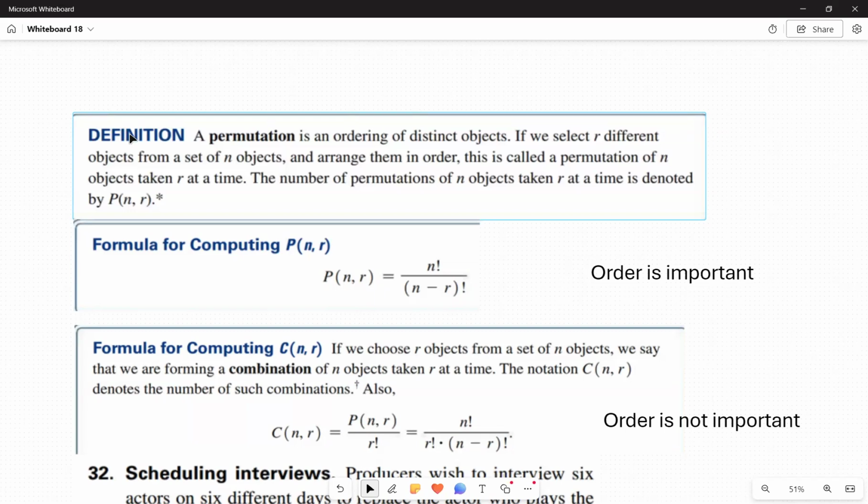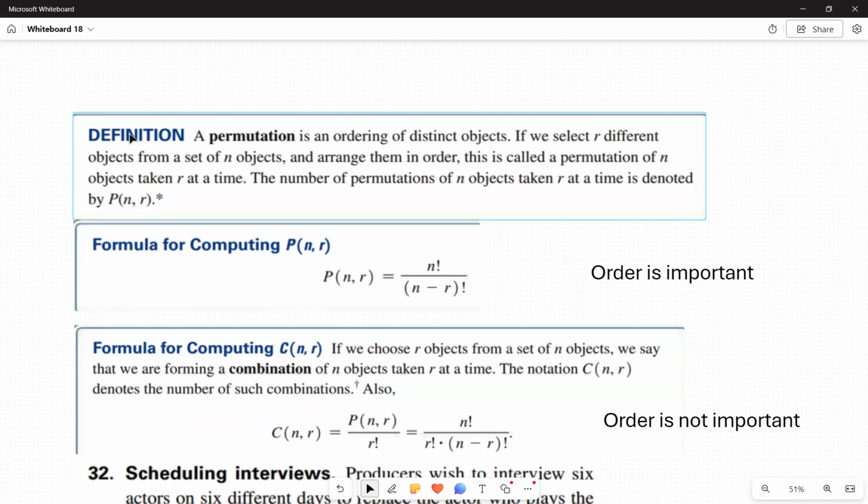On the other hand, if we choose our objects from a set of n objects, we say that we are forming a combination of n objects taken r at a time. And we have a notation for both. So one example of permutations is license plates. If the characters in the license plate are in a different order, then we have different license plates. And an example of combinations is playing the lottery.